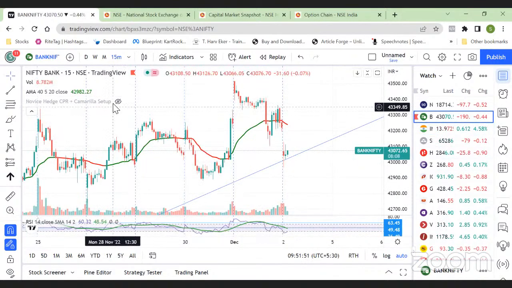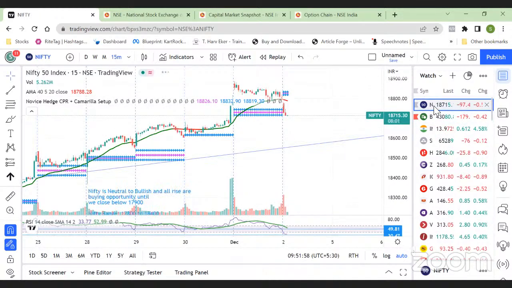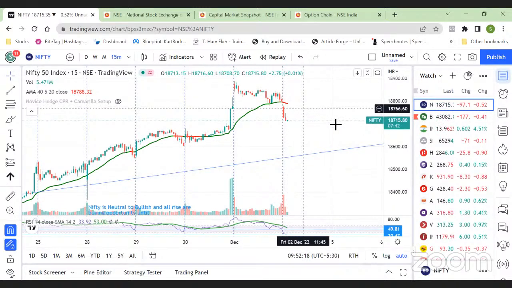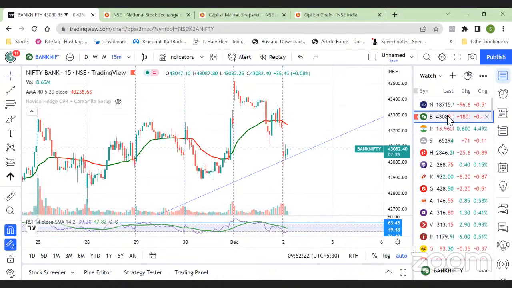Just a minute, let me see this. Okay. Currently the setup is very clearly on the negative side only. But now it is trying to take some support here, right? If it takes support here, then again some bounce back will come. So that is where we have to be a little careful.